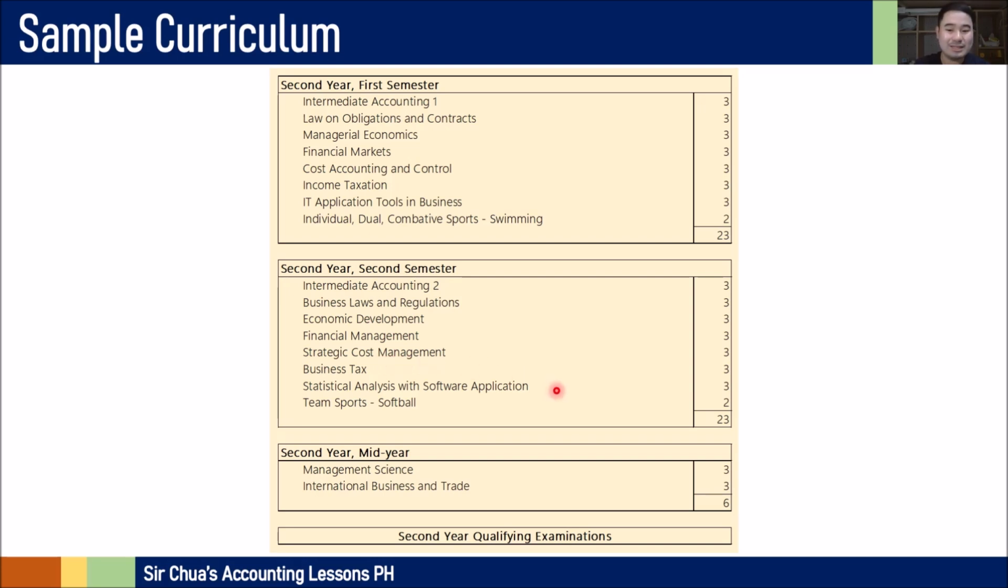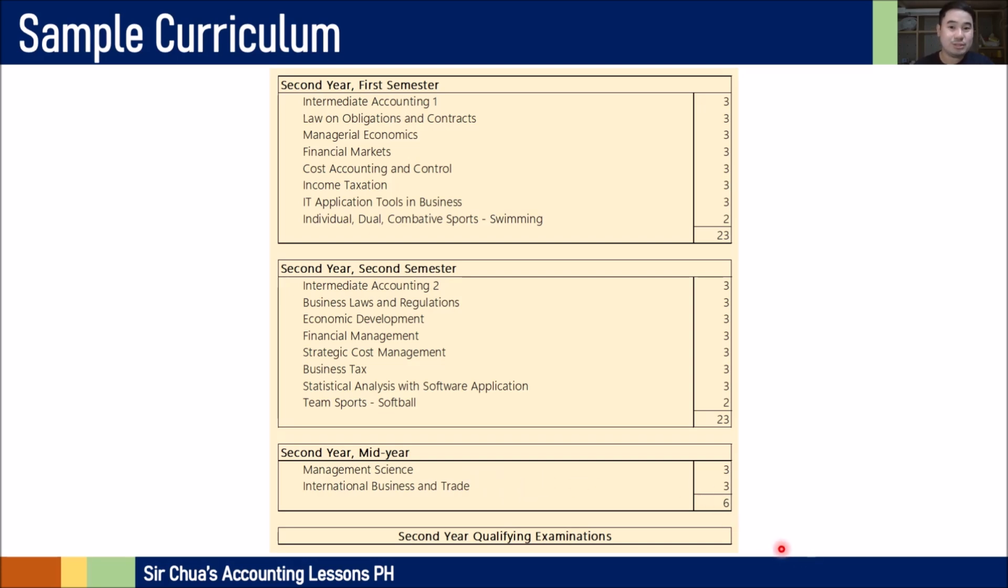Tapos, introduce ka na sa statistics being applied with the software. Okay? May PE ka pa din, yung pinakahuli mong PE. Oh, ito example lang to ha, baka hanapin nyo sa school nyo na ang PE nyo swimming. Example lang po ito. Okay? This is actually personal, no? Kasi ito PE ko dati. PE ko yan dati swimming tsaka softball. Okay? Yun. Nilagay ko for your summer, for example, yan, management science tsaka international business and trade.